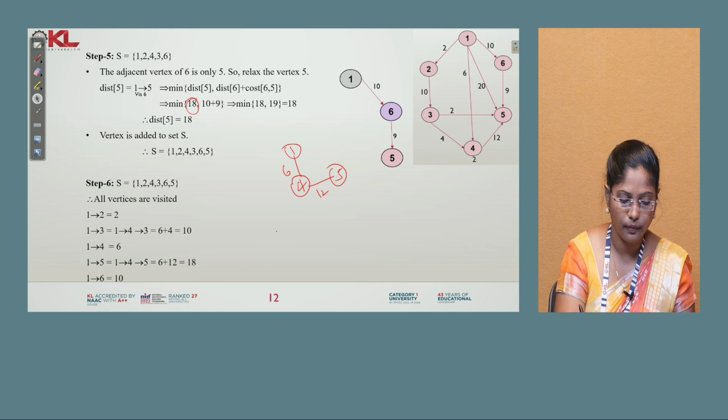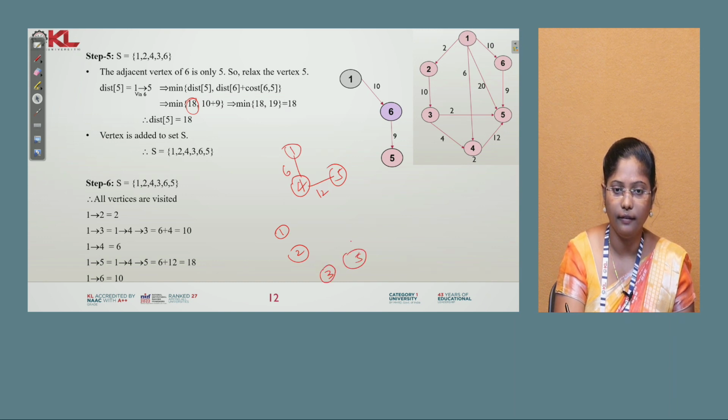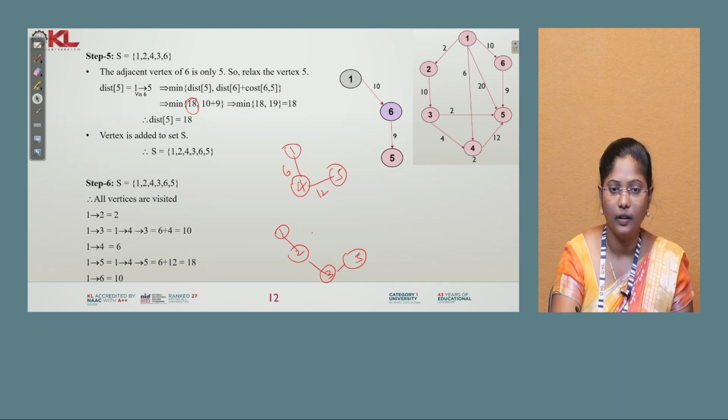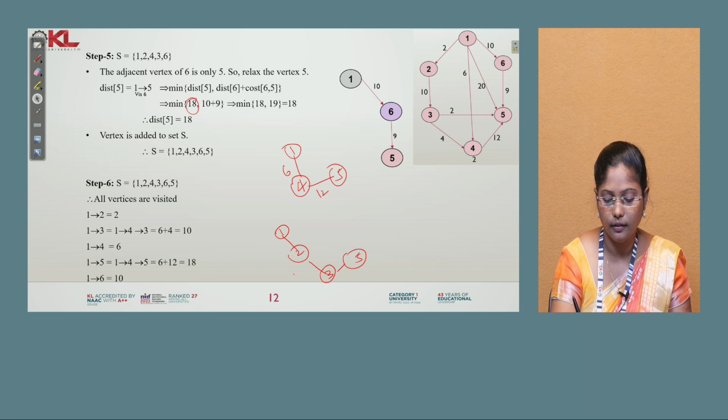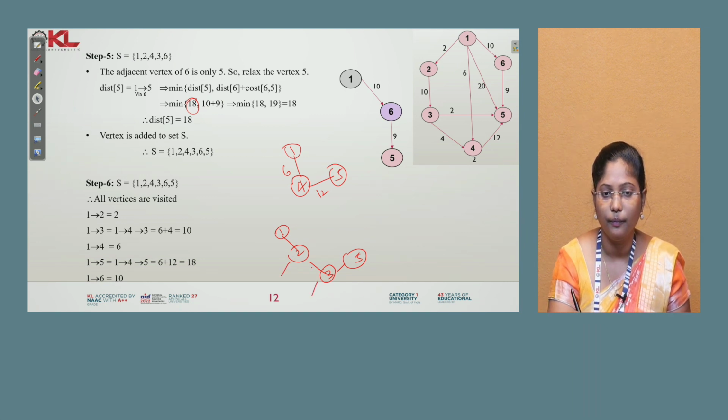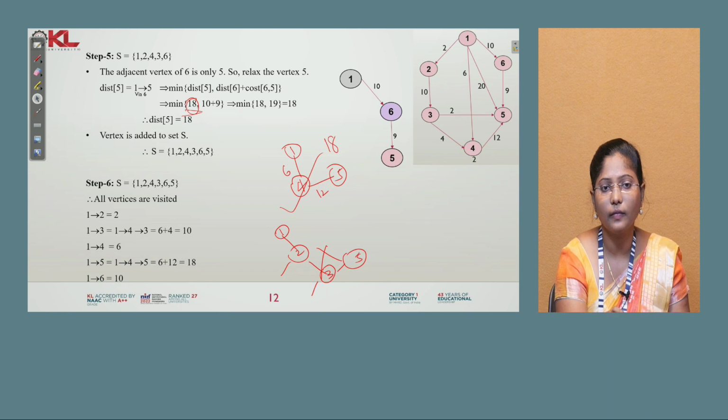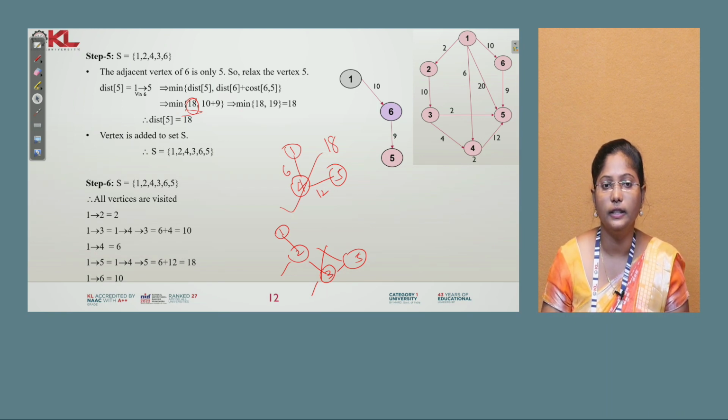Another path is 1, 2, 3 and 5. This is another value, but here we can observe one thing: in the relaxation property there is only one intermediate node all the time, but in this path 2 intermediate nodes are available. So this will not be considered. So this is the only path we will consider. So what is the minimum value here? 18. So that's why we take 18 as the distance of 5.